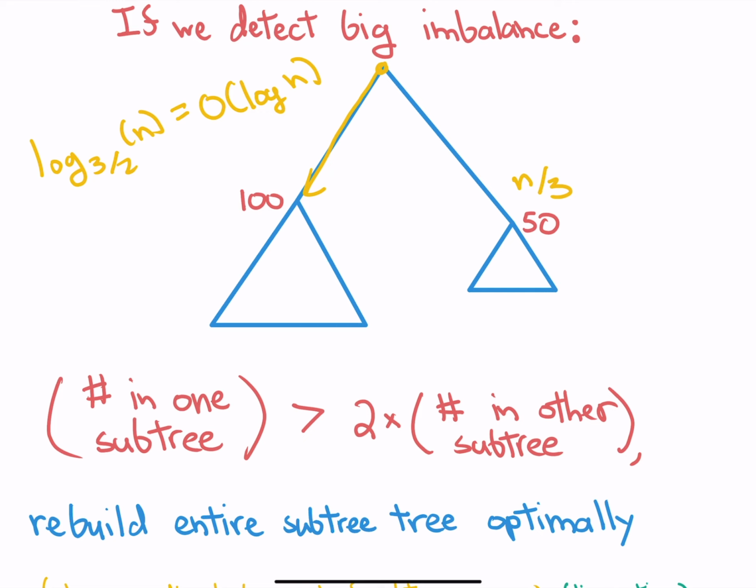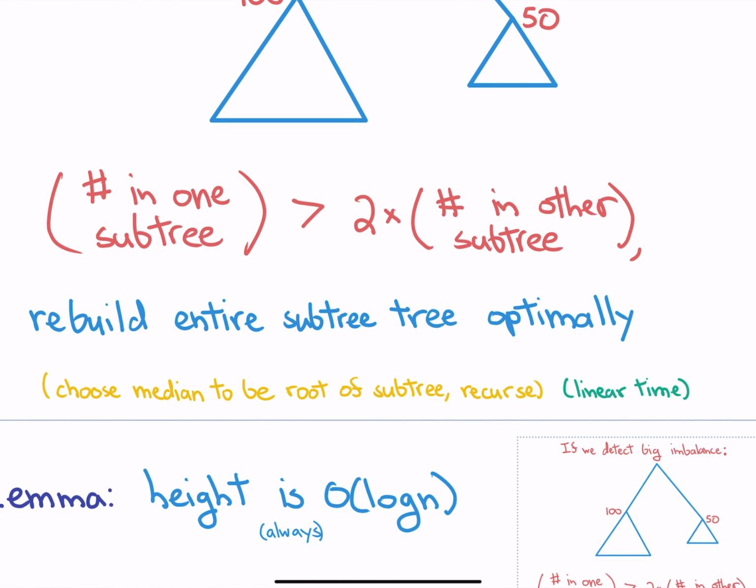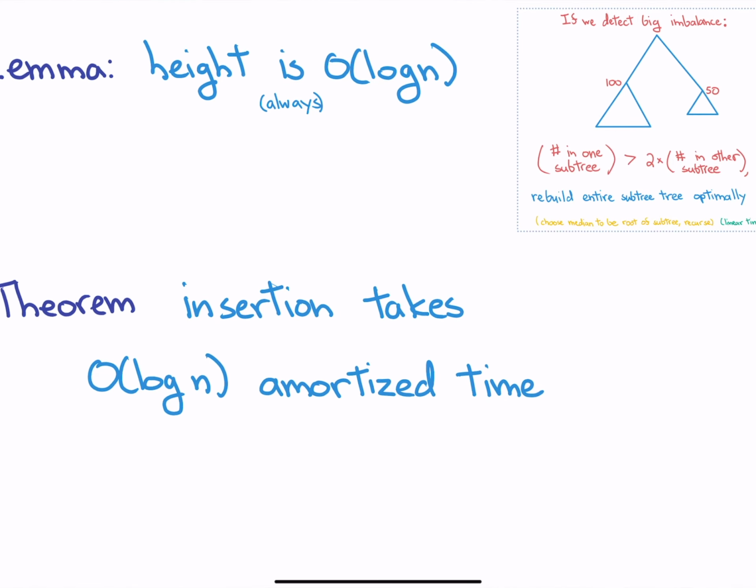It doesn't need to be 2. Any constant is only going to change the whole thing by a constant factor. So if it wasn't 3/2, if it was something more narrow like 11/10 or 101/100, it would still be big O of log n. All right, so that explains the rule and why it's useful. It keeps the height low. So now we just need to argue that insertion takes log n amortized time.